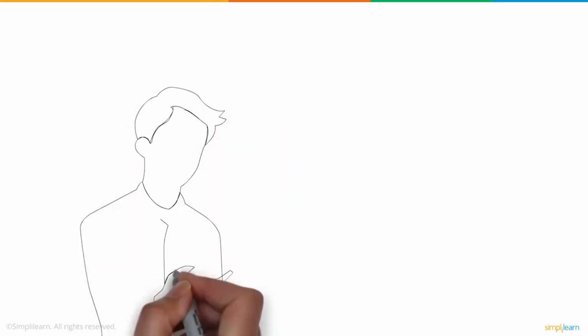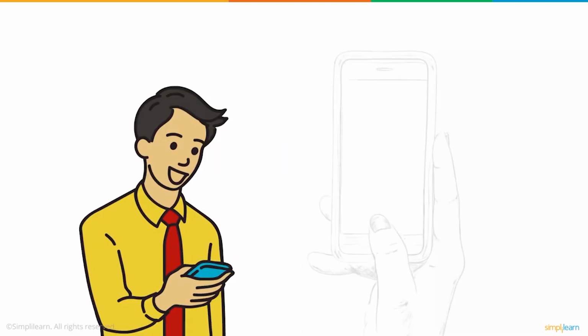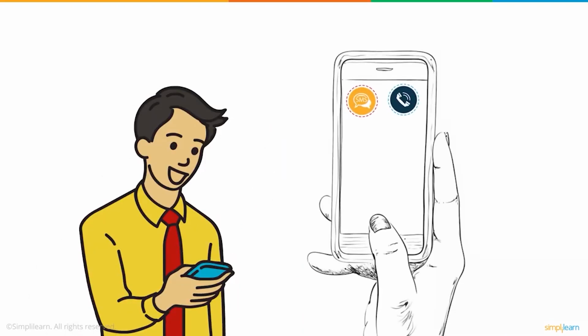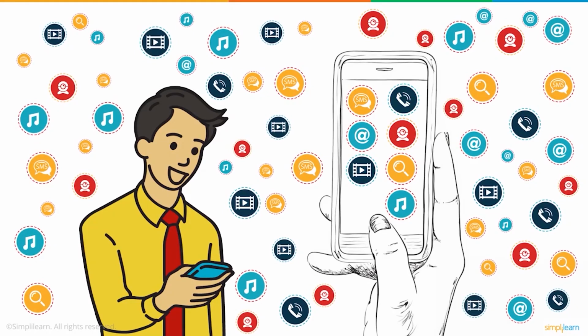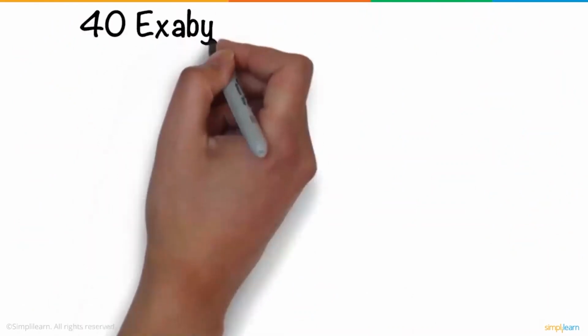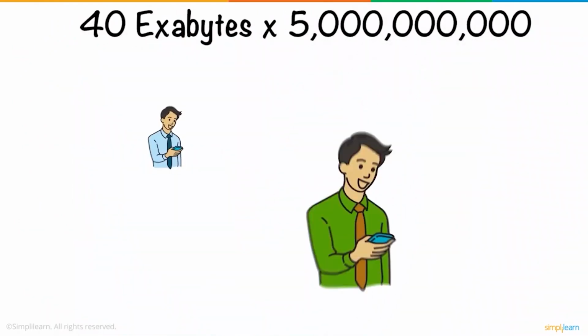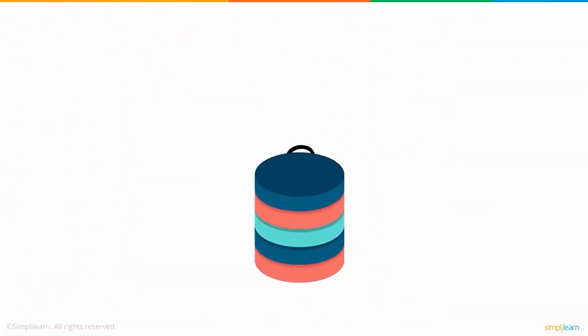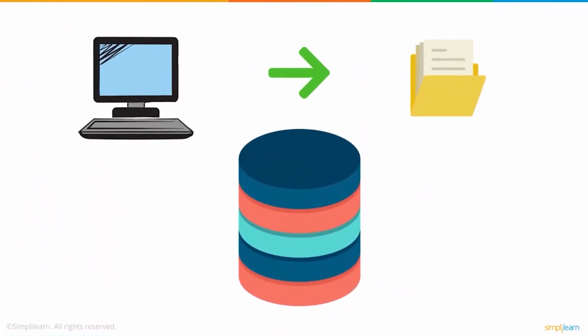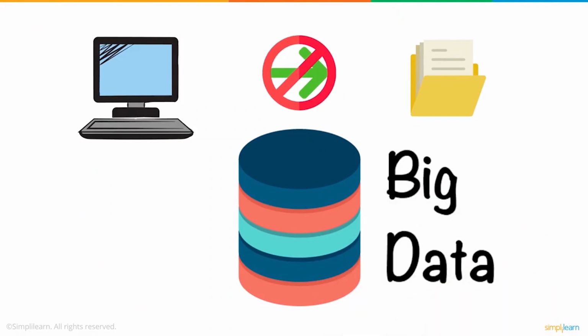We all use smartphones, but have you ever wondered how much data it generates in the form of texts, phone calls, emails, photos, videos, searches, and music? Approximately 40 exabytes of data gets generated every month by a single smartphone user. Now, imagine this number multiplied by 5 billion smartphone users. That's a lot for our mind to even process, isn't it? In fact, this amount of data is quite a lot for traditional computing systems to handle. And this massive amount of data is what we term as big data.